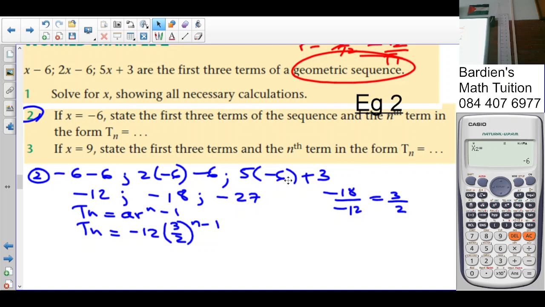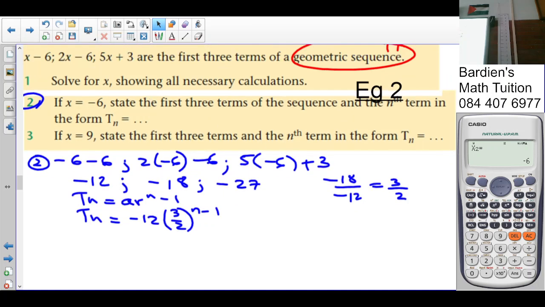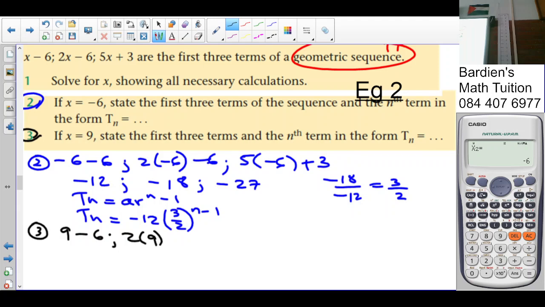And number 3. We are told if x is equal to 9, state the first 3 terms and the nth term in the form Tn is equal to. So wherever we see an x, we put a 9. That's going to give you 9 minus 6, 2 times 9 minus 6, 5 times 9 plus 3. So 9 minus 6 is going to give you 3. 2 times 9 is 18 minus 6 is 12. And 9 times 5 is 45, plus 3 is 48.